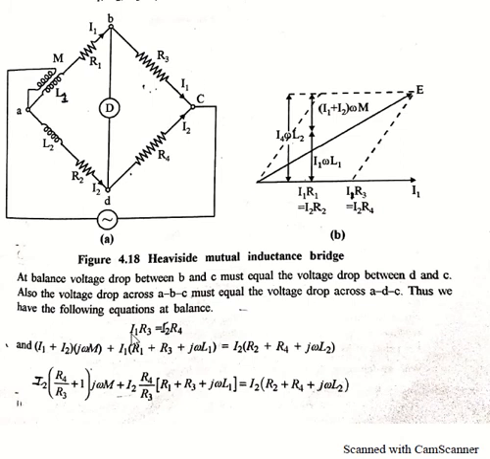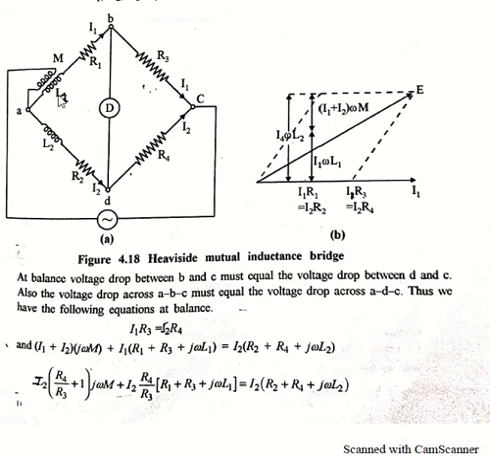First one is I1 R3 equals I2 R4, and the second equation is by considering the voltage drop across ABC equals ADC. So in the second equation, we will have the voltage drop across this mutual inductance, which is (I1 plus I2) multiplied by j omega M, plus the voltage drop across all these three parameters, which equals I1 in whole bracket multiplied by (R1 plus R3 plus j omega L1).